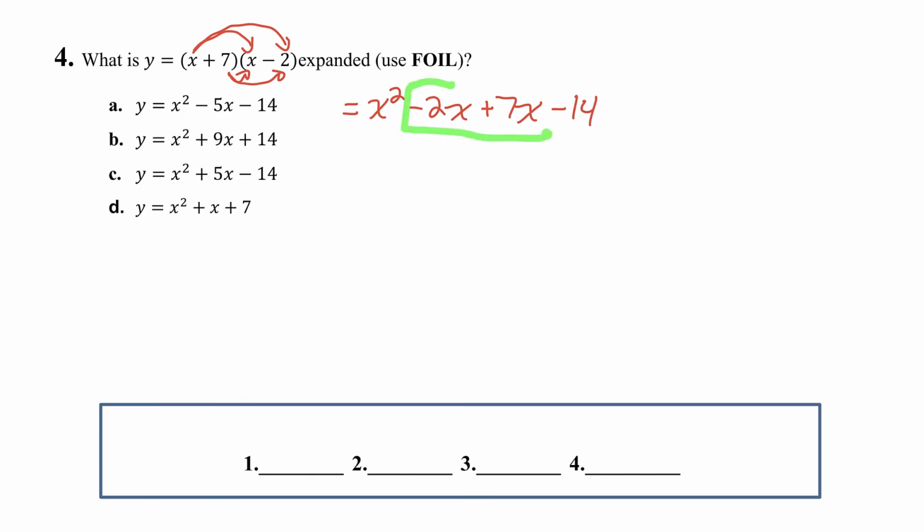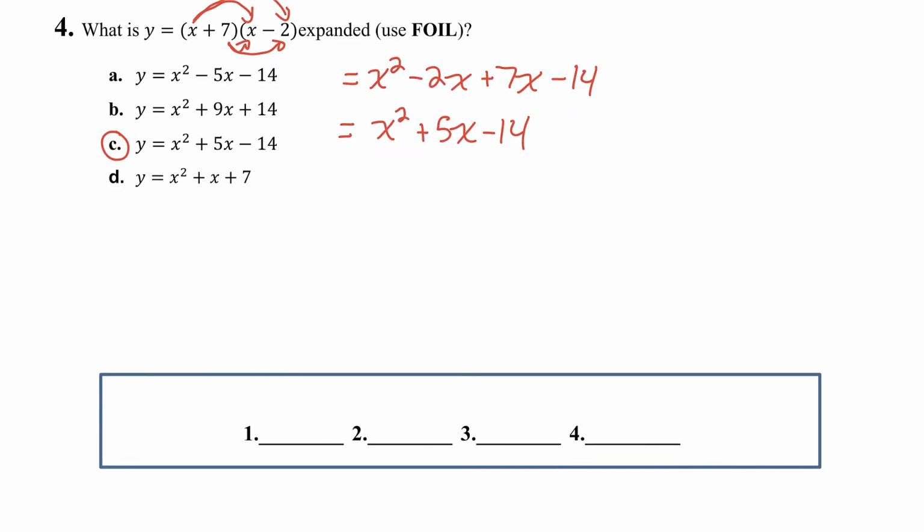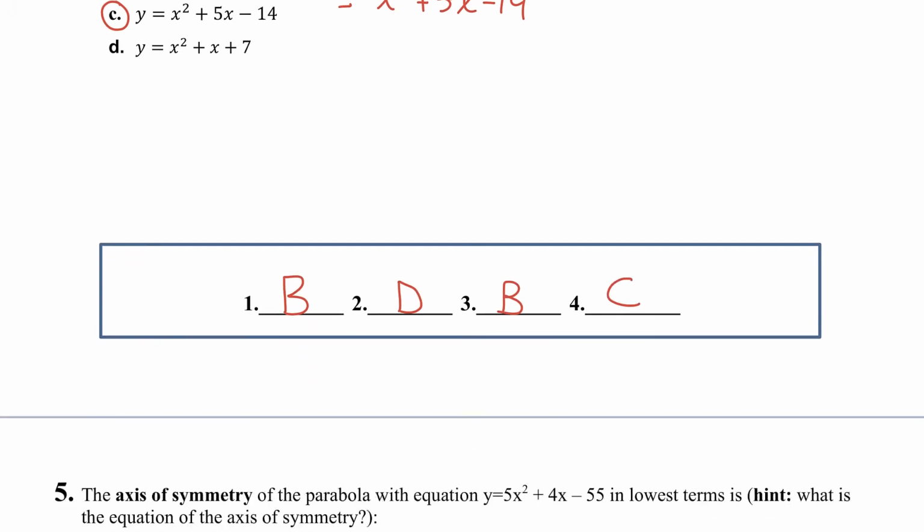The middle two terms are like terms. They can be collected together. Negative 2x plus 7x is positive 5x. So there's my expanded version of that quadratic. I can see the answer is part C. So the answers to my first 4 questions were B, D, B, C. The next 4 multiple choice.